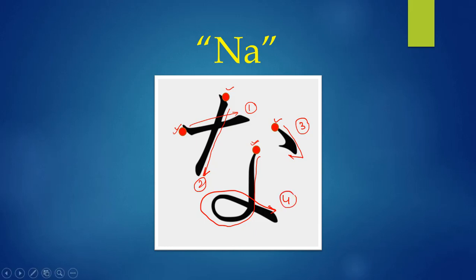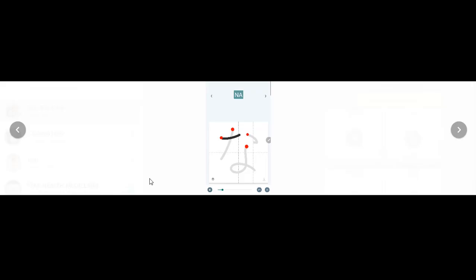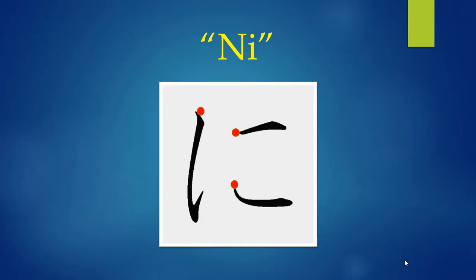So these are the stroke order of Na. Let us see with a video. The first stroke, second stroke, third stroke, and this is my last stroke, fourth stroke. Okay, let's play again. The first stroke, second stroke, third stroke, and fourth stroke. The next letter is Ni, and it has three strokes.